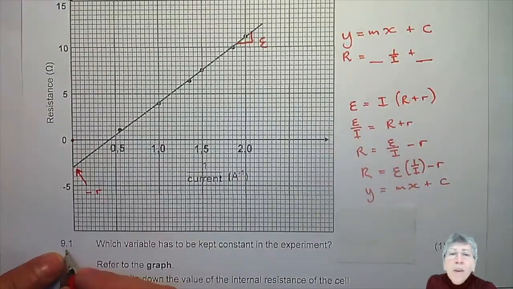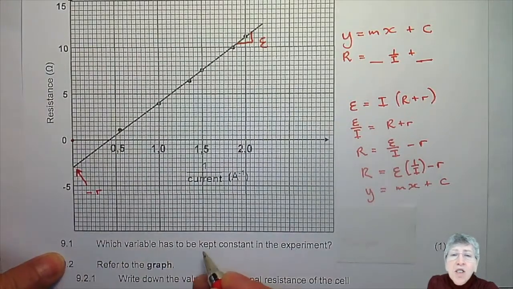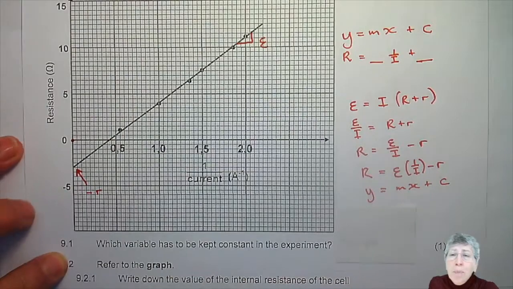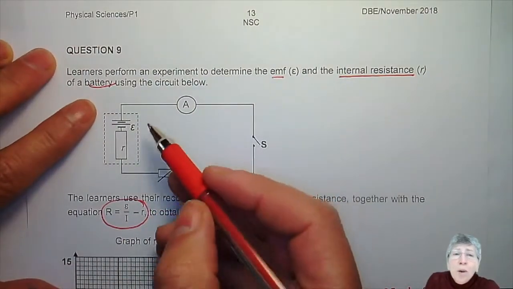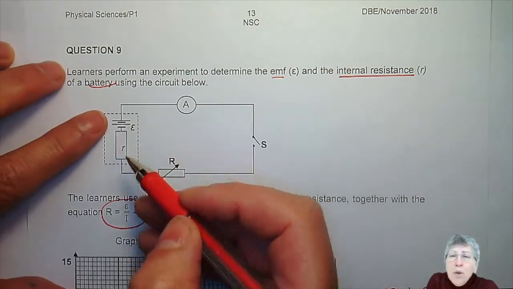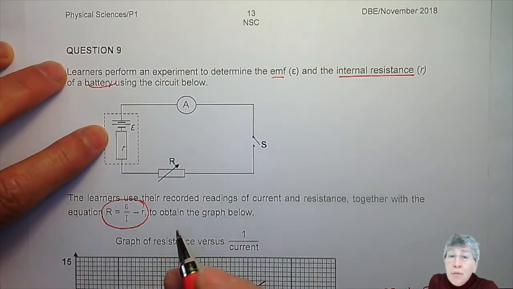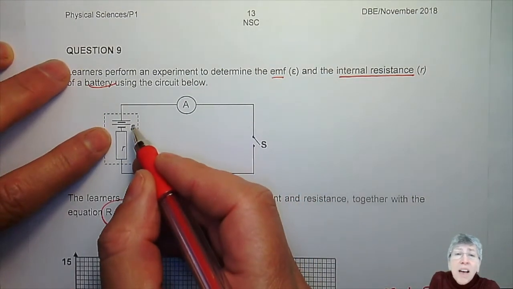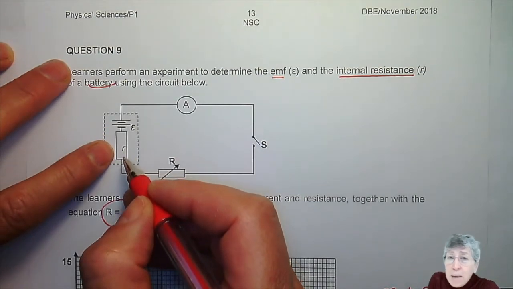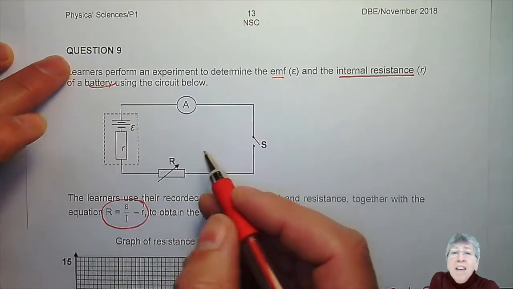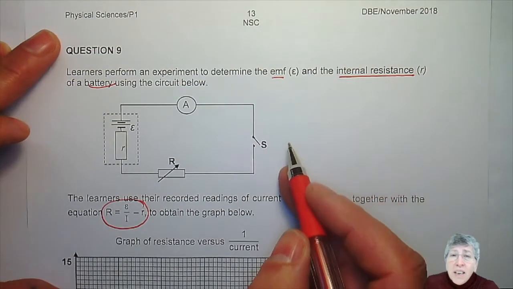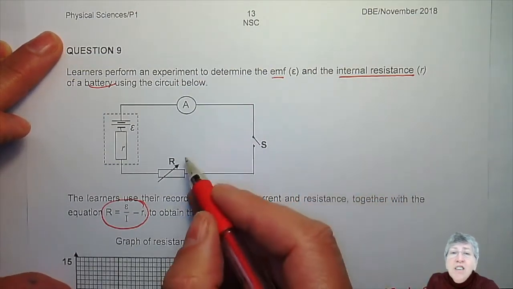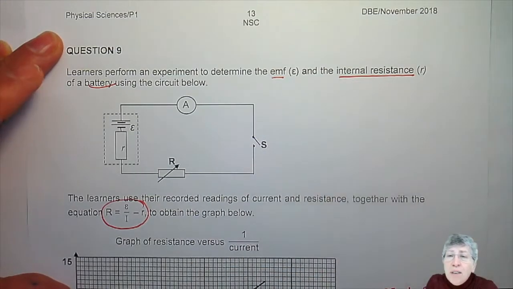At 9.1, they ask us which variable has to be kept constant in the experiment. Now, when you are doing this, there's two things that I'm going to keep constant. The first thing is, since I'm using the same cell, and you have to use the same cell, you will have the same EMF and the same internal resistance. And the other thing that you have to keep constant here is the temperature. If you change the temperature, then the resistance will change and everything will change.